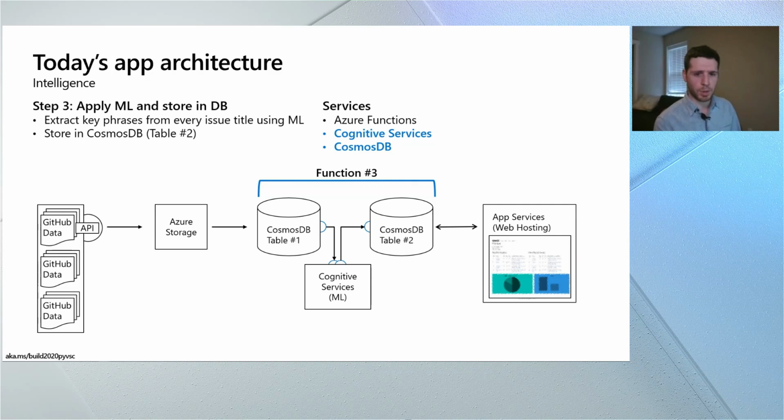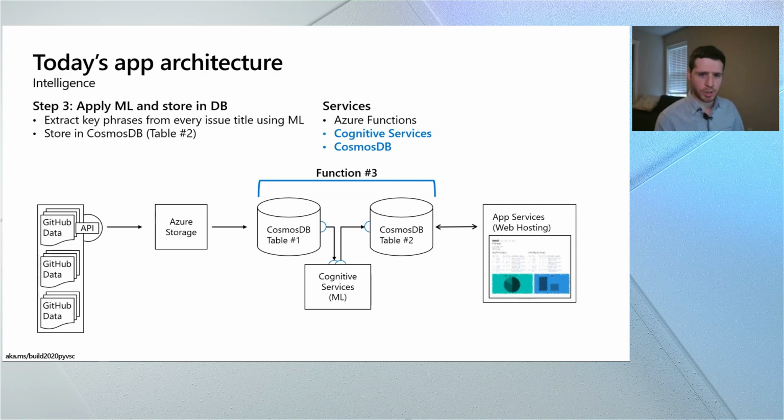As that happens, what we're going to do is call the Cognitive API service to extract key phrases from every issue title. So we'll rely on their machine learning models to extract key information for us. And once we do that, we can append that data to the rest of the JSON blob, pass it into the second table, and from there we'll be able to eventually read it from our web app.